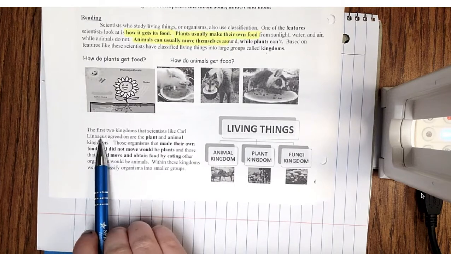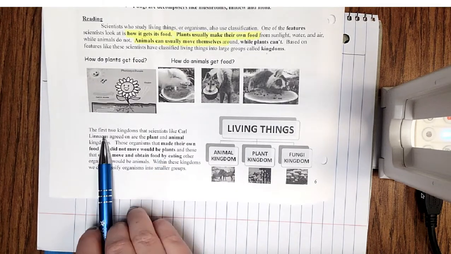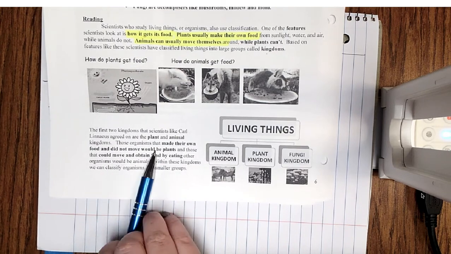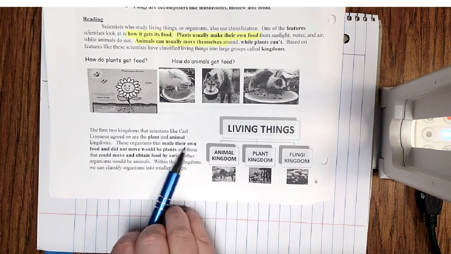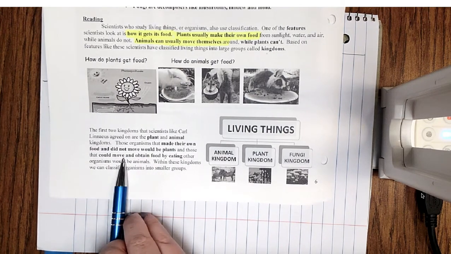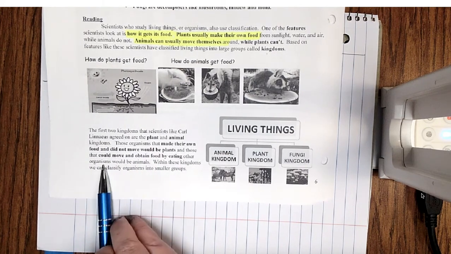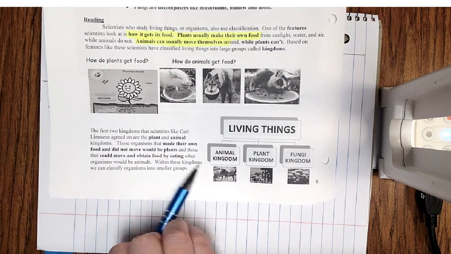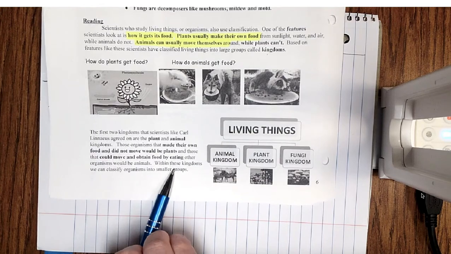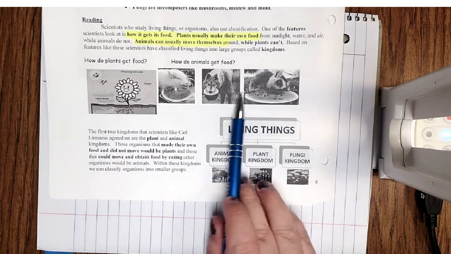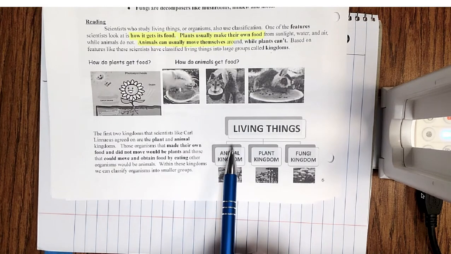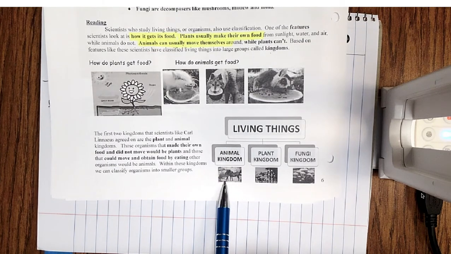So, the two kingdoms that scientists like Carl Linnaeus agreed on are the plant and animal kingdoms. Those organisms that made their own food and did not move would be plants, and those that could move and obtain food by eating other organisms would be animals. Within these kingdoms, we can classify organisms into smaller groups, okay? So we start with this really big, broad group, okay? So animals. Animals can move, but they need to find food, okay?